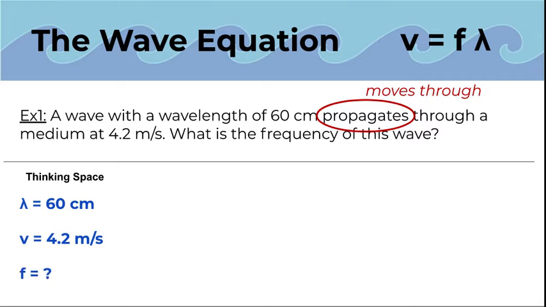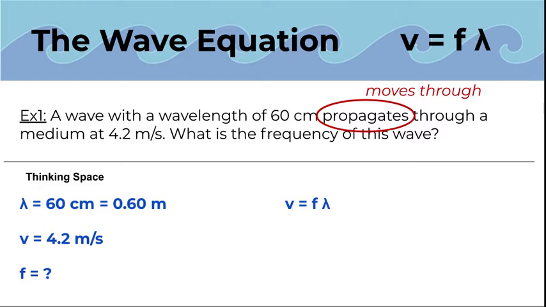Then, of course, we are looking for the frequency. So the wave equation is going to be handy, but we've got to make that conversion first because our speed is in meters per second and our lambda, our wavelength, is in centimeters. And so we'll need to divide by 100 to get this in meters. Now we're ready to use our formula.